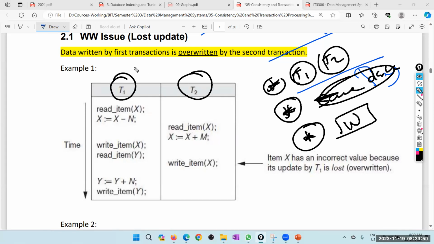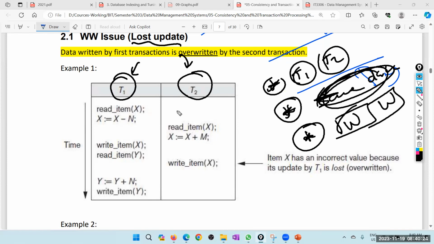So you can see we have two transactions, and assume they are referring to the same data and both are trying to write the same data, the same record. That scenario is called the write issue. And the result is a possible lost update.